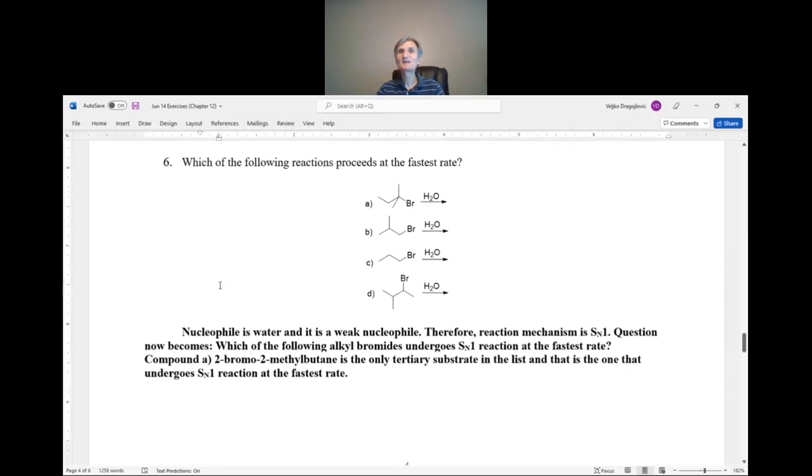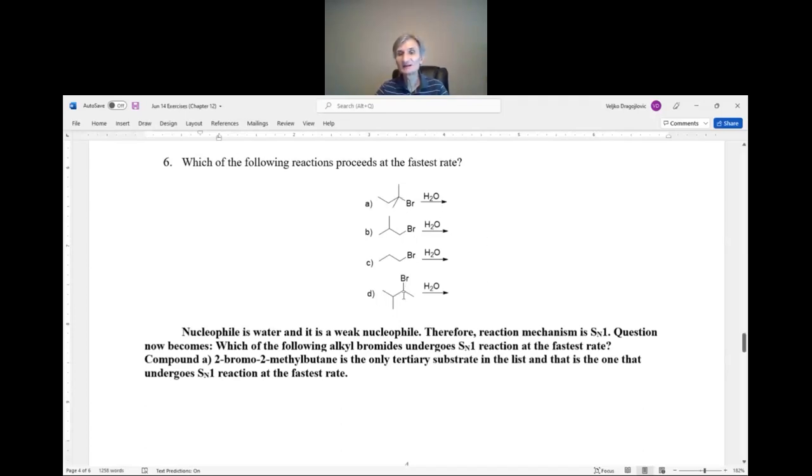And then question number 6. Which of the following reactions proceeds at the fastest rate? First, you should recognize that these are SN1 reactions because, while we have different substrates, different bromides, the nucleophile is always the same, water. Water is a weak nucleophile. A weak nucleophile favors SN1 reaction. So this is an SN1 reaction. So the question is, which of the following SN1 reactions proceeds at the fastest rate?